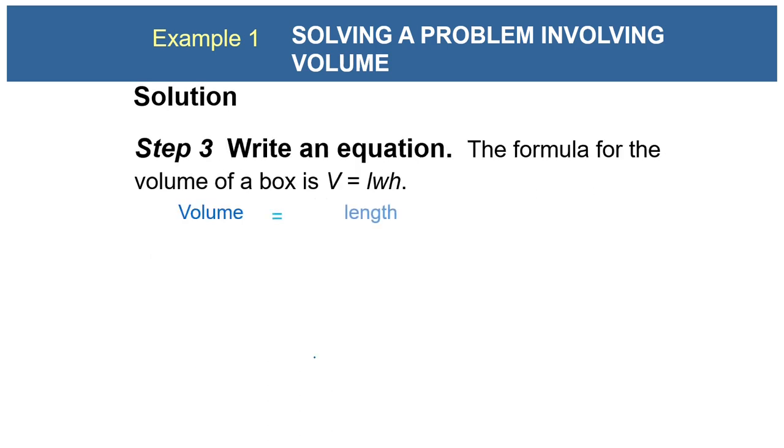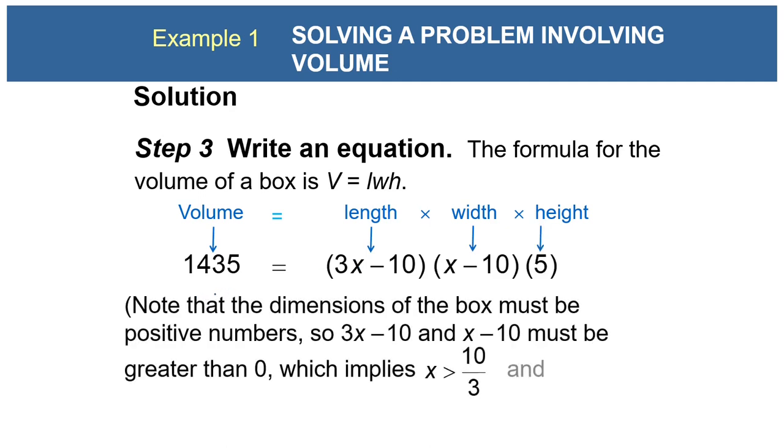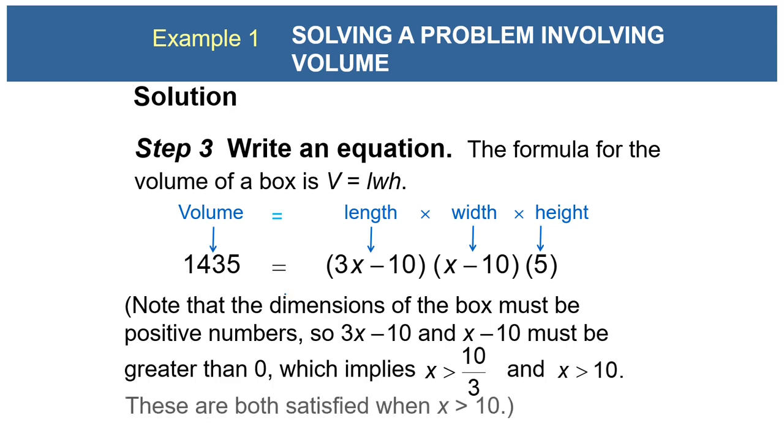Now recall the equation for the volume of a box is volume equals length times width times height. We know the volume is supposed to be 1,435, and that's equal to the length, which is 3x minus 10, times the width, which is x minus 10, times the height, which is 5.